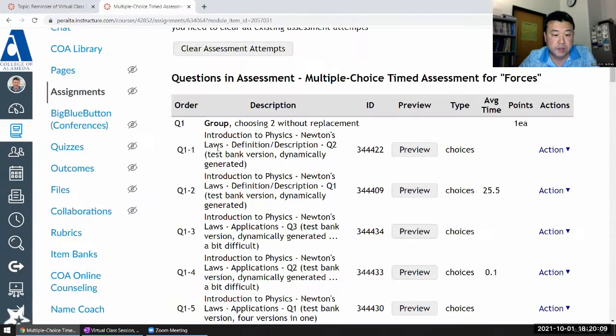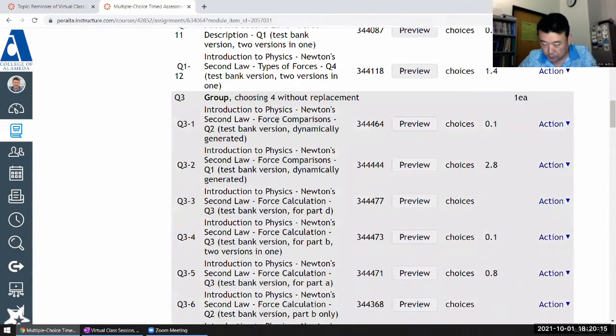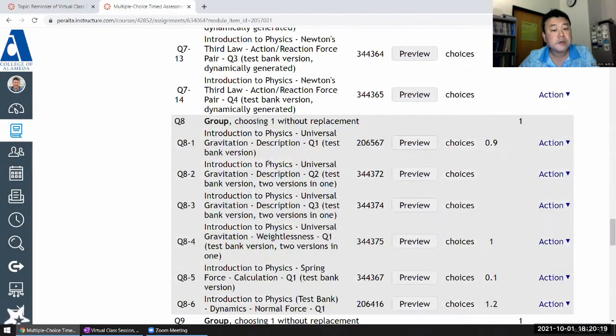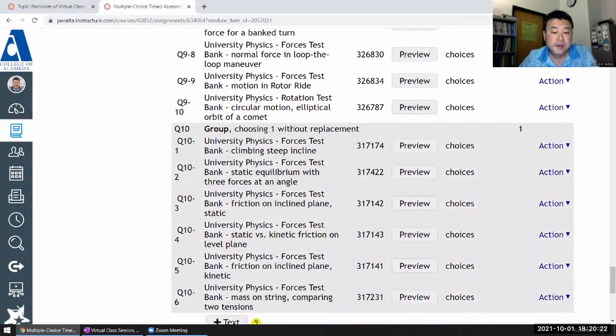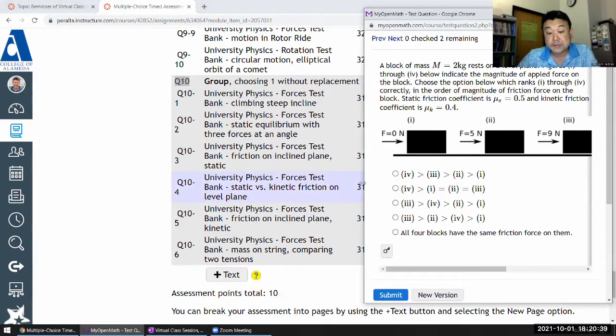So the questions are grouped in some groups. I have a first group of 2 questions, then the next group of 4 questions, and then the next group of 1 question. And I'm pretty sure this last group is the one where I put all the questions that I thought, hey, these look a little bit hard. So do watch out for your last question potentially being difficult. The one you saw was, I think, this one. So this is the one I got.